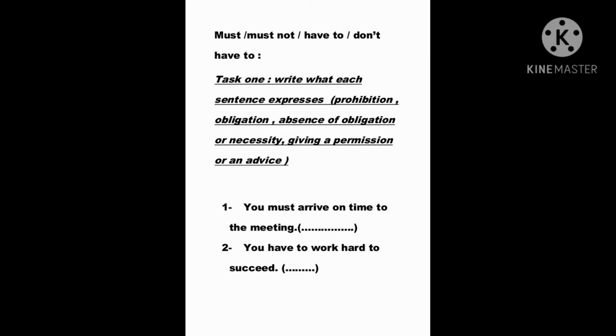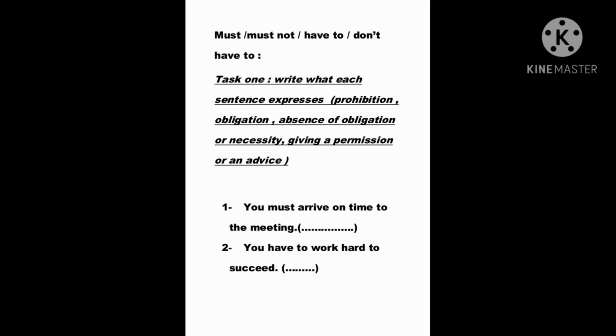Must not, have to, don't have to, need to, needn't, don't need to. The lesson of today is about these expressions or words. So, task 1: write what each sentence expresses. Is it prohibition, obligation, absence of obligation, necessity, giving a permission, or an advice?